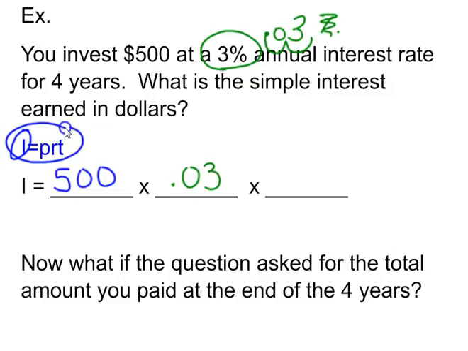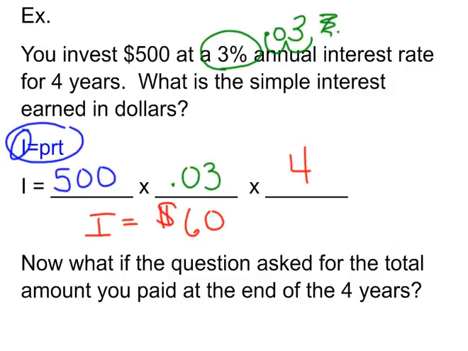Now we times that by the time. Well, all they've given us is years, so we don't have months to worry about. Sometimes we have to convert. This time we don't. How many years is the loan for? It's for 4 years. Now all you have to do is multiply those three numbers together to get your answer. 500 times 0.03 times 4, and you should get that the interest is going to be $60.